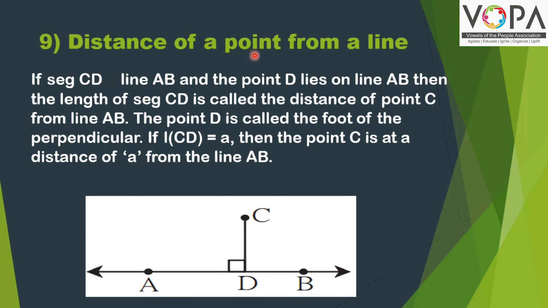Distance of a point from a line. If segment CD is perpendicular to line AB and the point D lies on AB, then length of segment CD is called distance of point C from line AB. The point D is called the foot of the perpendicular. If line CD equal to A, then the point C is at a distance of A from the line AB.